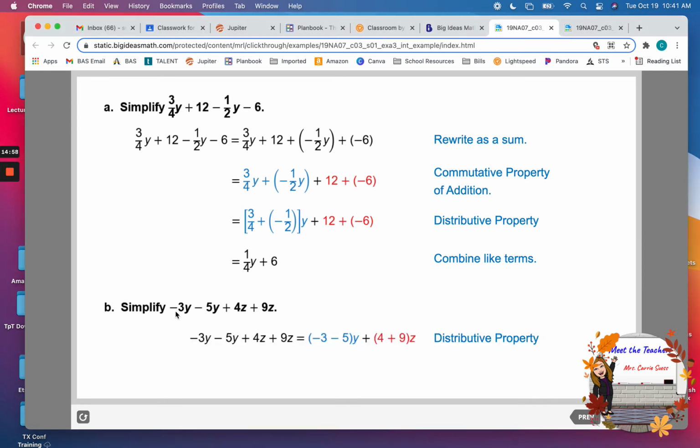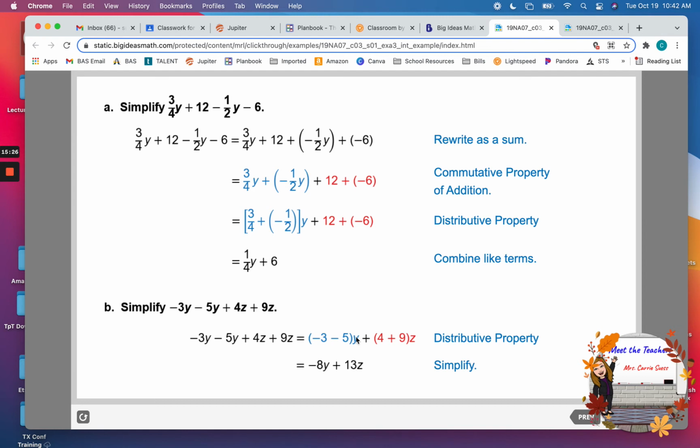So now I can just do the y stuff first. I can undistribute it like they did here. What's negative 3 minus 5? Negative 2. Go further negative. Oh, so it'd be negative 8. And then what's 4 plus 9? 13. And then you just tack the z on top.